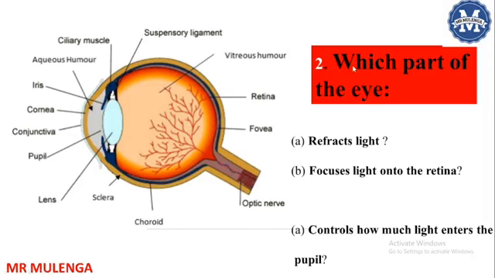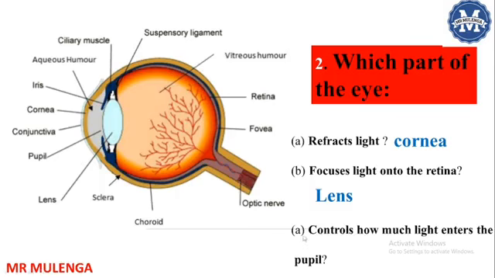So our question 2 reads, which part of the eye refracts light? So the part of the eye that refracts light is the cornea, which is this part right here. Okay, so the cornea refracts what? Light. Then we come to question B. Which part of the eye focuses light onto the retina? So the part of the eye that focuses light onto the retina is called the lens. Okay, so the lens, this is the part that is able to focus light onto the retina, so that a clear image can be seen.